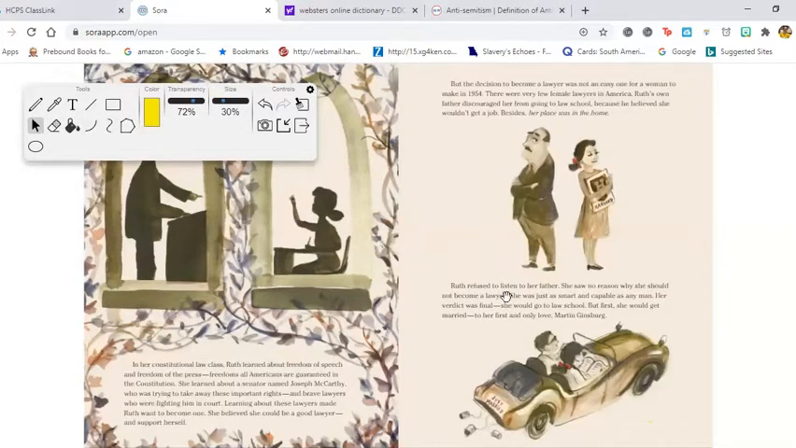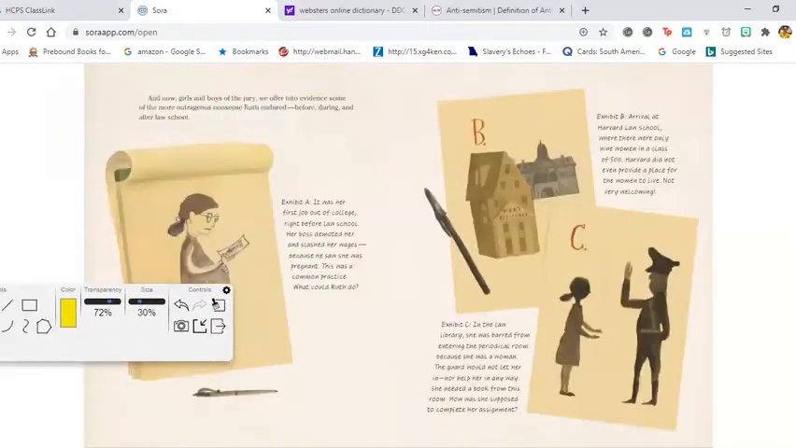Ruth refused to listen to her father. She saw no reason why she would not become a lawyer. She was just as smart and capable as any man. Her verdict was final. She would go to law school, but first she would get married to her first and only love, Martin Ginsburg.